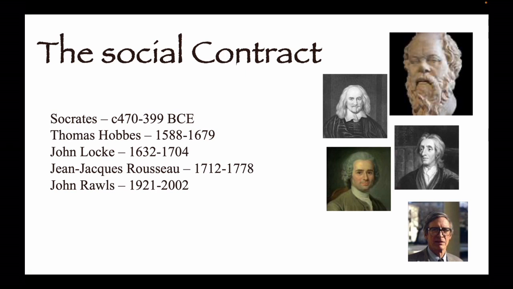Now, the social contract is very old. It's not new. It goes back at least to Socrates. So this is a list of the most famous, the most eminent social contract proponents or philosophers, contractarians, some people call them: Socrates, Hobbes, Locke, Jean-Jacques Rousseau, and the more contemporary John Rawls.